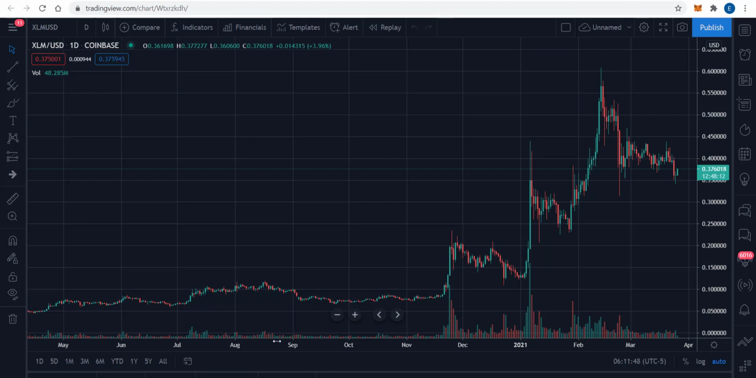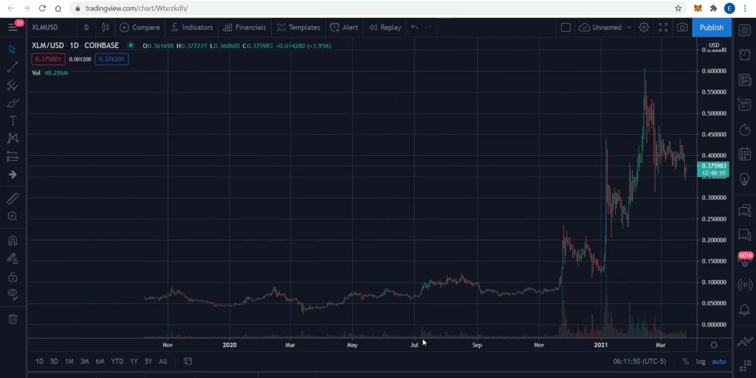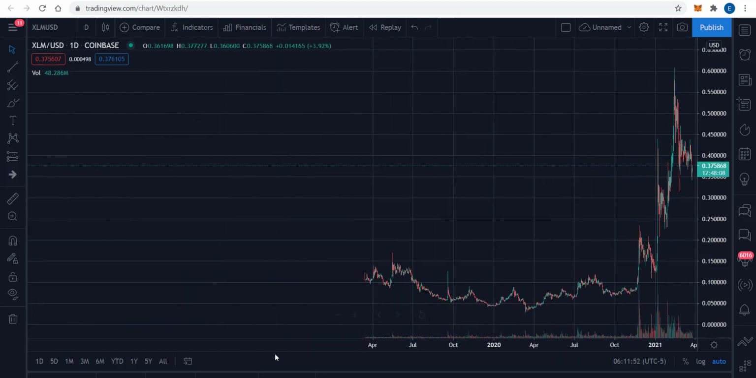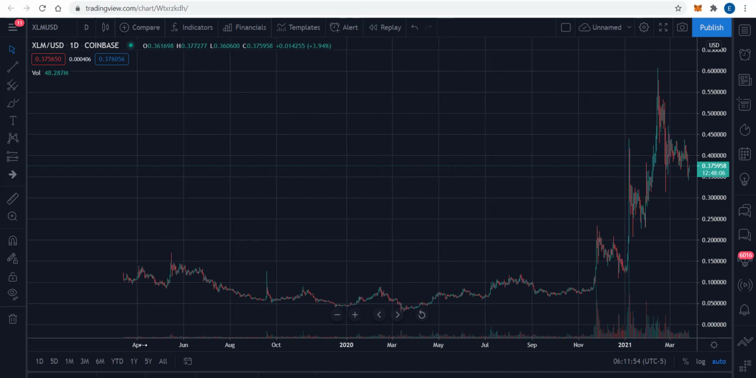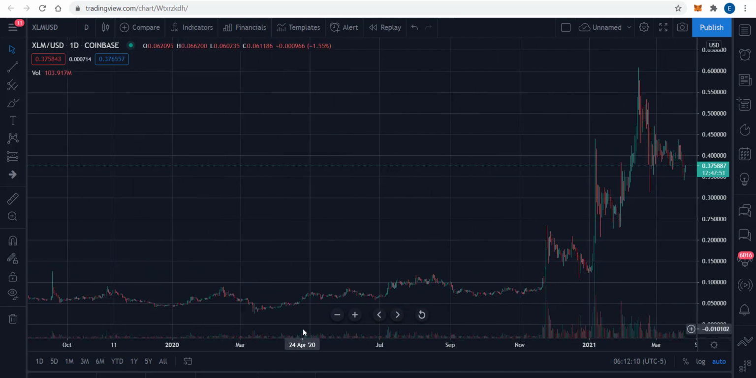So let's just take a quick look and see how the history of this actually is. Okay, looks like we have come to the beginning. So March of 2019 looks like is when this started to trade. It went up a little bit in the 15-cent range and came down. So for the most part, the majority of this coin's life, it's lived under 10 cents.